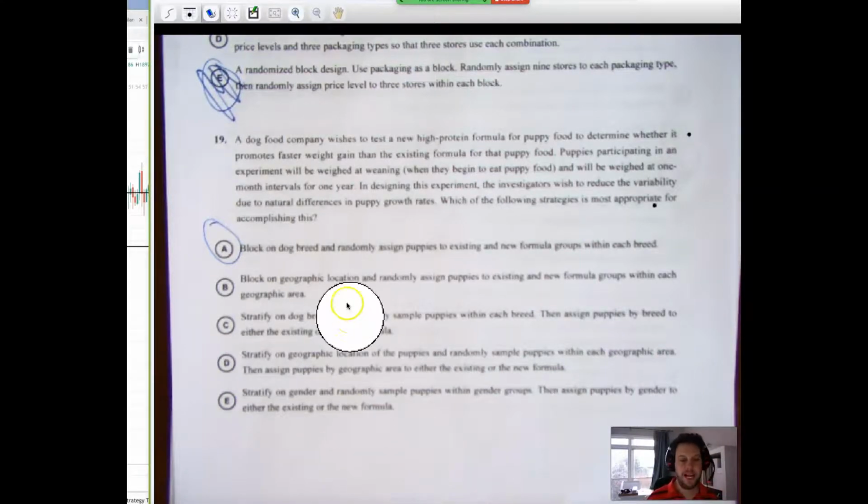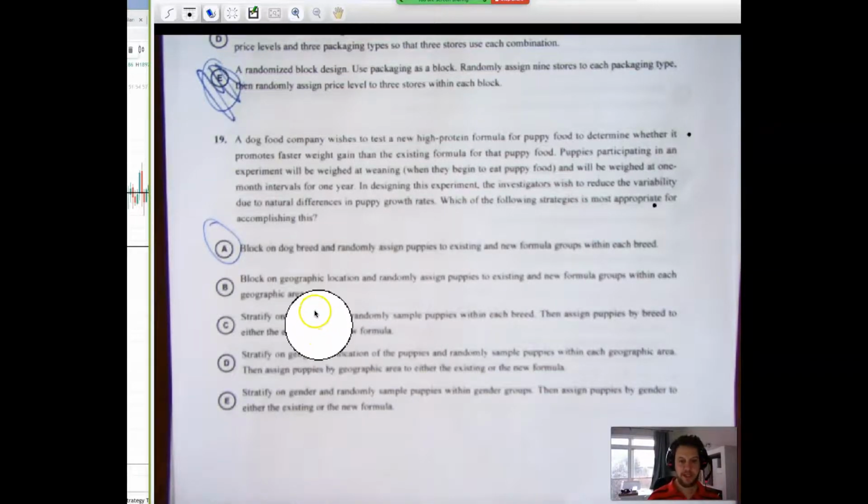So first of all, block versus stratify. They're the same concept, but stratify is for choosing the people for your sample, and block is doing an actual experiment on them. So these are all the same concept, but don't choose C, D, or E, because if you're doing an experiment, that's block. So A and B is what you get down here. And what are you going to block on? So what are you going to make your subgroups based on is what that's asking.